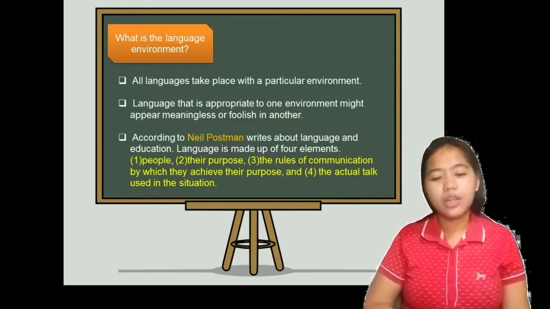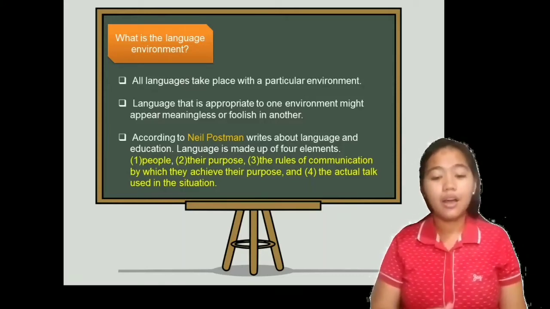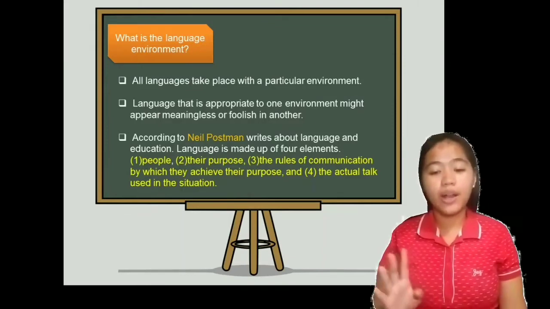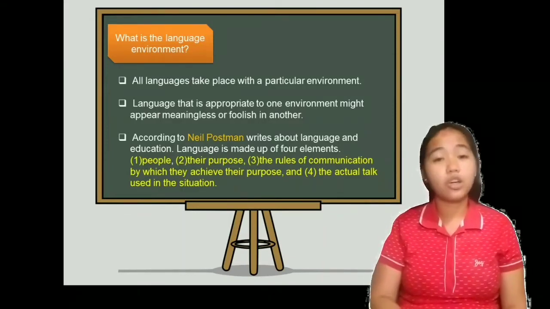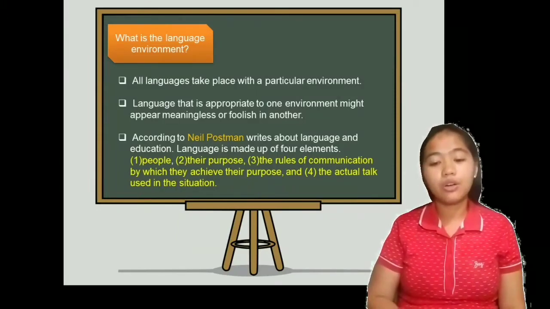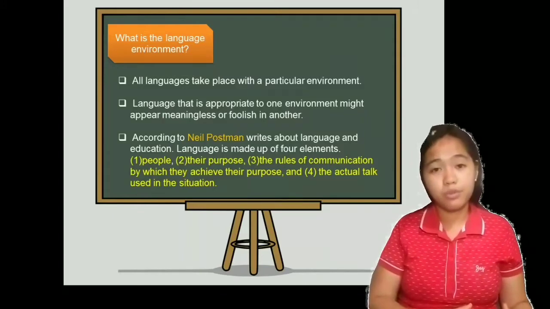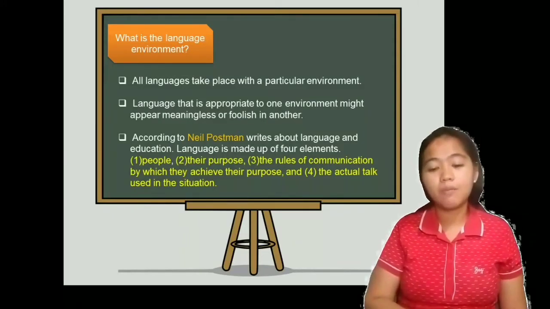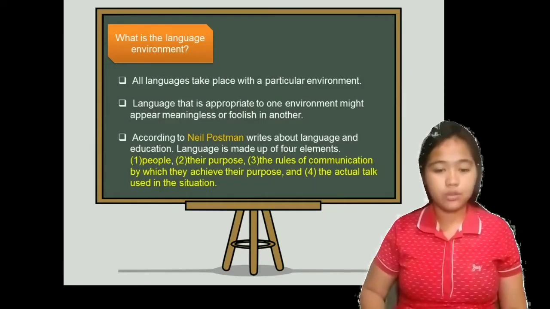So, according to Neil Postman, who writes about language and education, language is made up of 4 elements. First, people. Second, their purpose. Third, the rules of communication by which they achieve their purpose. And the last one is the actual talk used in the situation.